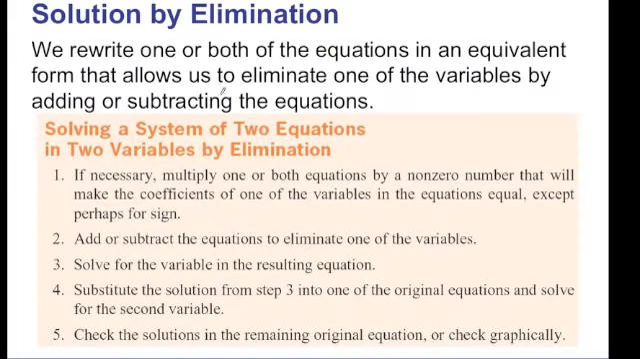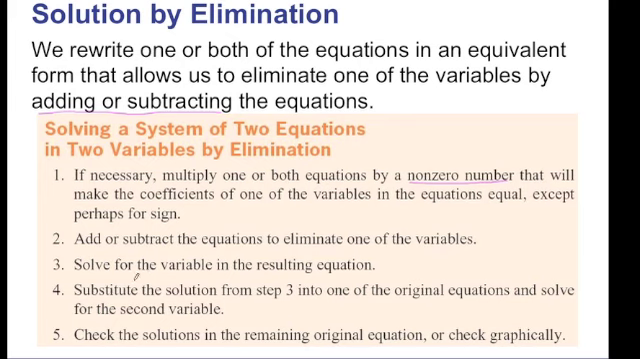We can also solve by elimination. We write one or both of the equations in equivalent form that allows us to eliminate one of the variables by adding or subtracting the equations. To solve a system of 2 equations and 2 variables by elimination, if necessary, multiply one or both equations by a non-zero number that will make the coefficients of one of the variables in the equations equal, except for opposite signs. So maybe you end up with a 3 and a -3. Add or subtract those equations to eliminate one of the variables.